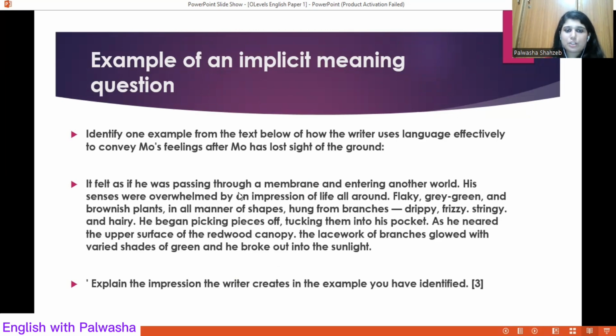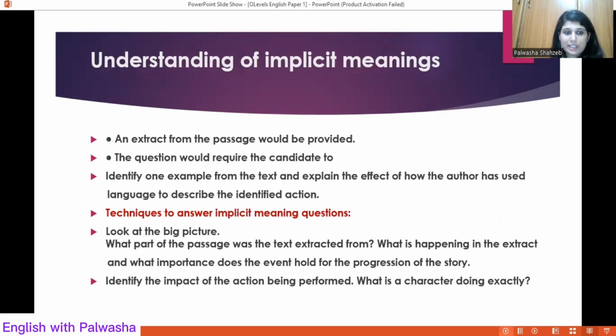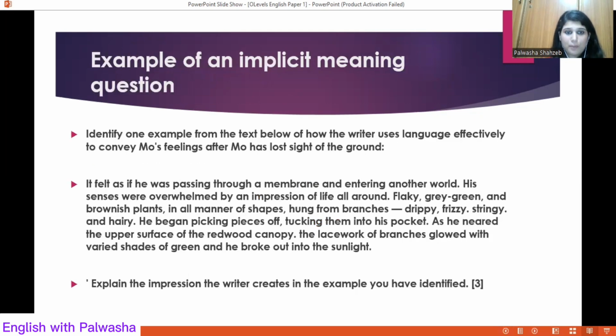Now you're going to, as I told you, pick up any of the lines, any one example, and explain that in your own words. And that explanation should relate to all the things which I've explained previously. You have to see what part of the passage the text has been taken from, and then you're going to explain that.